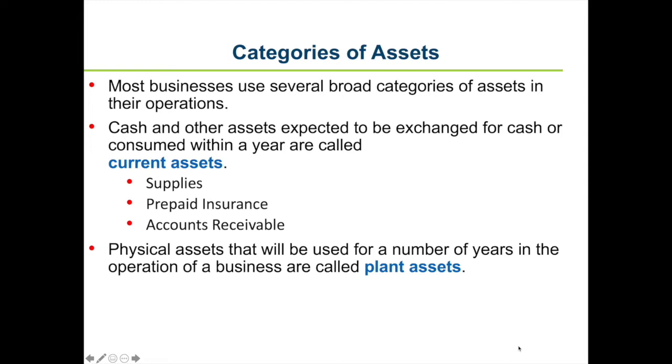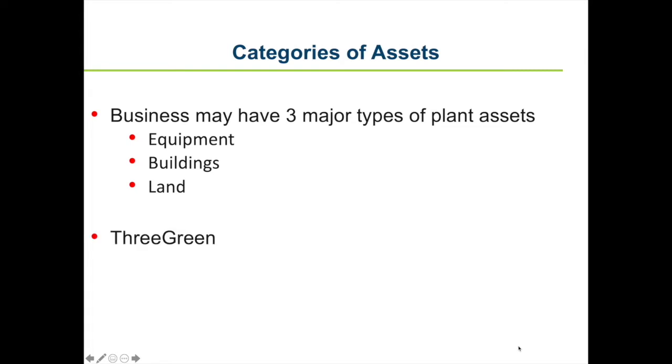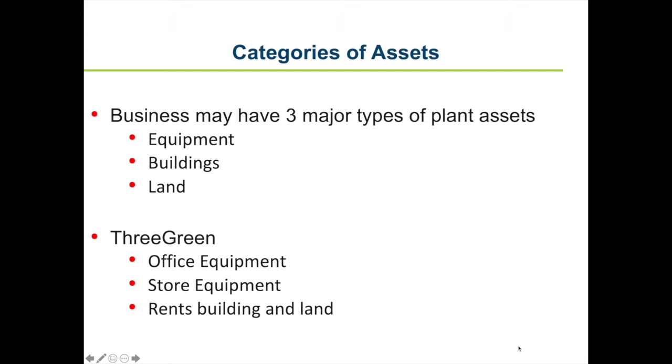Physical assets that will be used for a number of years in the operation of business are called plant assets. Some of them include computers, cash registers, and sales display cases. Businesses may have three major types of plant assets: equipment, buildings, and land. 3 Green records its equipment in two different equipment accounts: office equipment and store equipment. 3 Green rents the building and the land where the business is located. Therefore, the company does not need plant asset accounts for buildings and land.